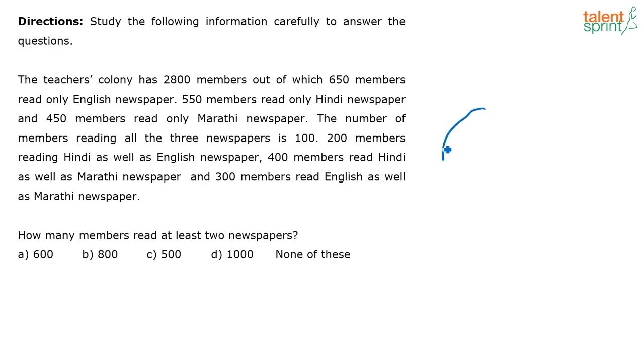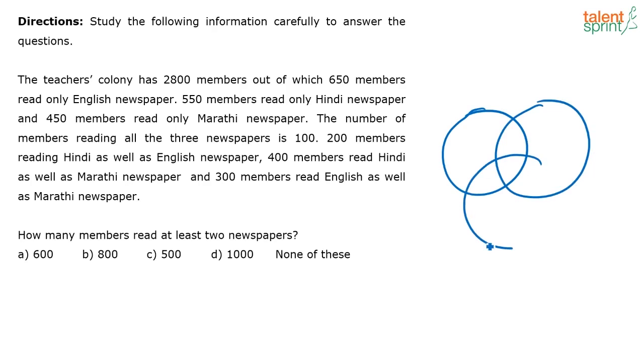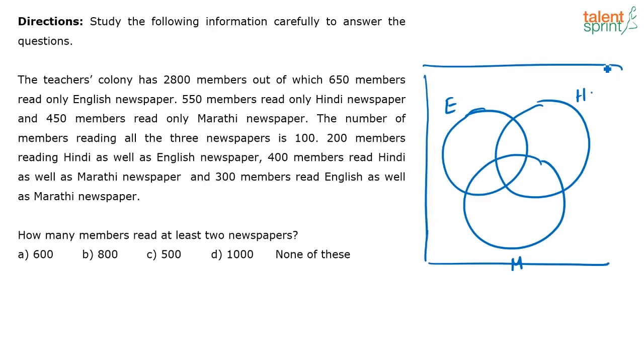For such questions, we have to draw the Venn diagram, right? That is the best way to solve such questions. So what is given here? You have 3 sets: people who read English newspaper, people who read Hindi newspaper, and people who read Marathi newspaper. Totally there are 2,800 members in the group, if you are taking the full set.